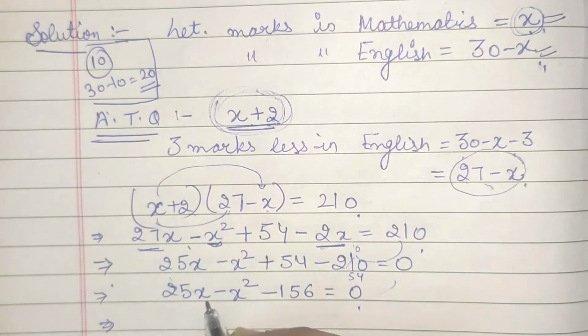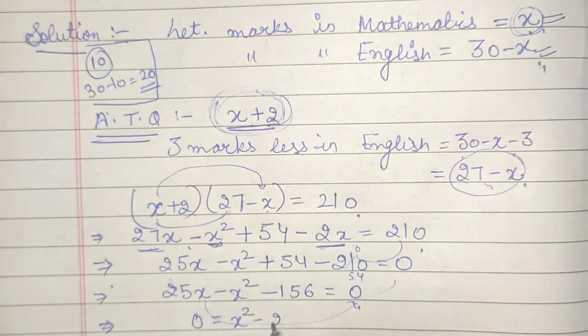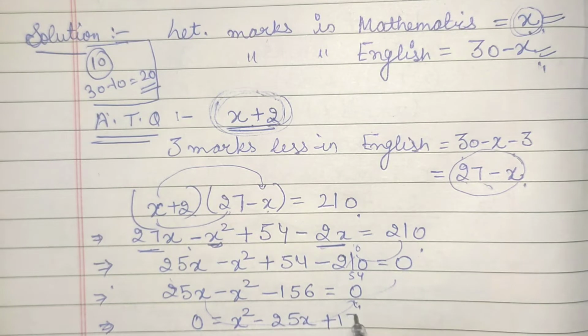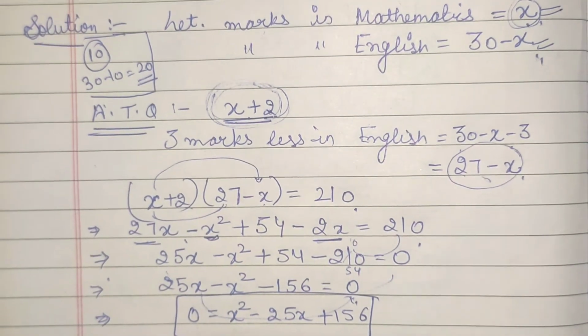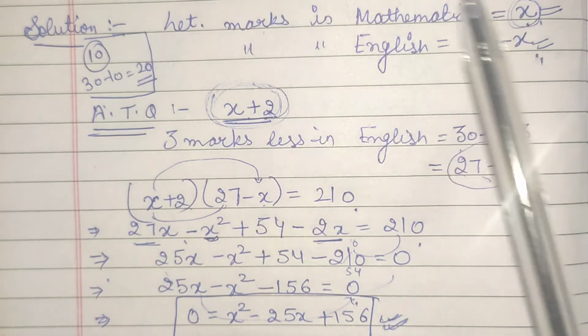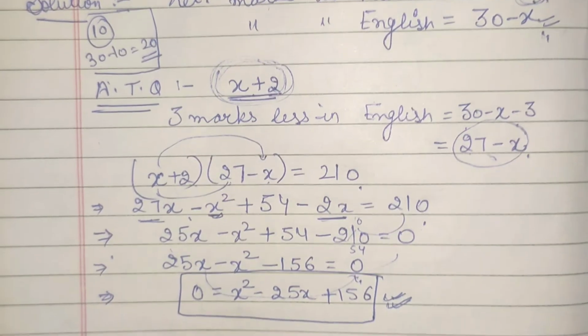Okay, now take everything to the right hand side. So you will get what? x square minus 25x plus 156 is equal to 0. Okay, so don't be afraid of these kinds of statement questions, because these questions are also simple.